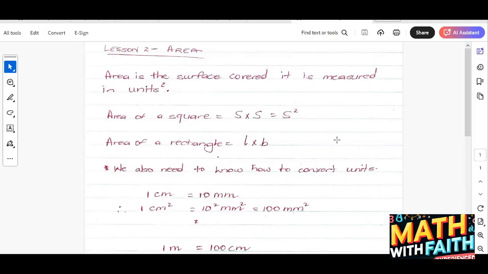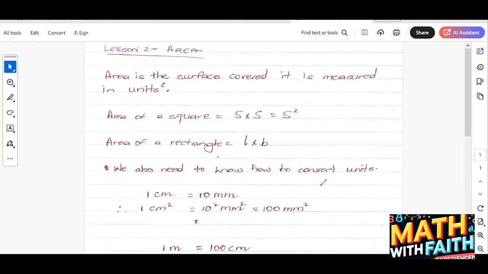Now, we have to know how to convert units. So this is quite important here to grasp, because 1 centimeter is 10 millimeters. If you look at your ruler, 10 millimeters will give you 1 centimeter. But 1 centimeter squared is not 10 millimeters squared, right? Because what we are essentially doing is squaring everything.